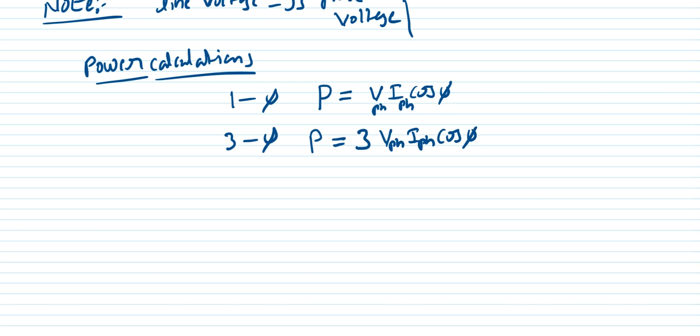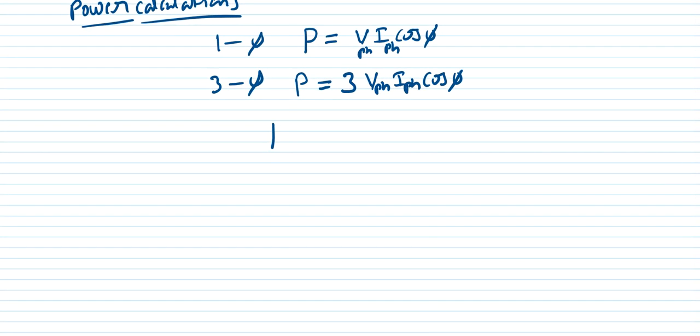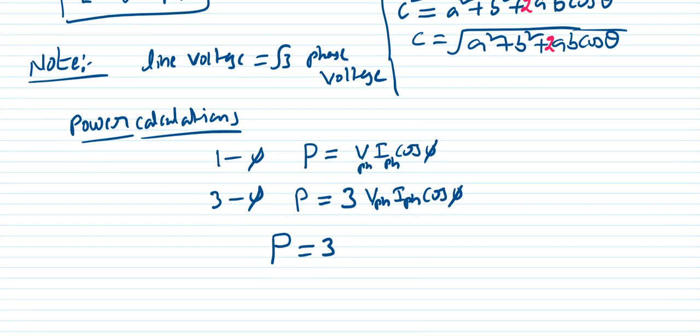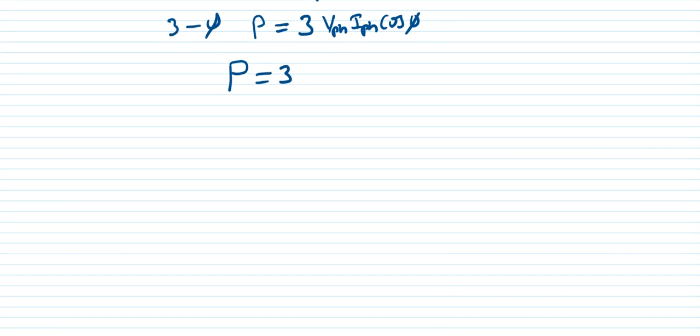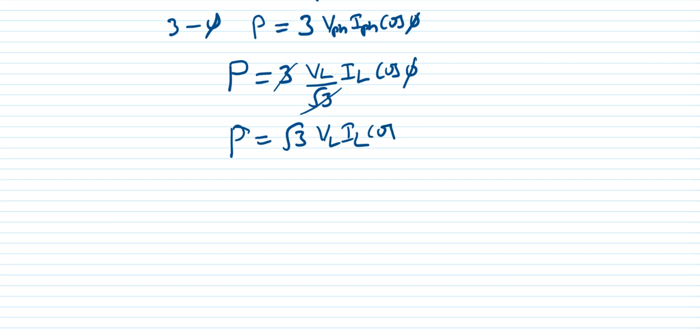Otherwise you can convert this V phase I phase into line quantities. So the V phase can be written in terms of line voltages: V phase is VL by root 3, and instead of I phase I can write IL, because in case of star connection the phase currents and the line currents are both the same. If you do this, then P is equal to root 3 VL IL cos phi. So this is another equation you come to know: P is equal to root 3 VL IL cos phi.